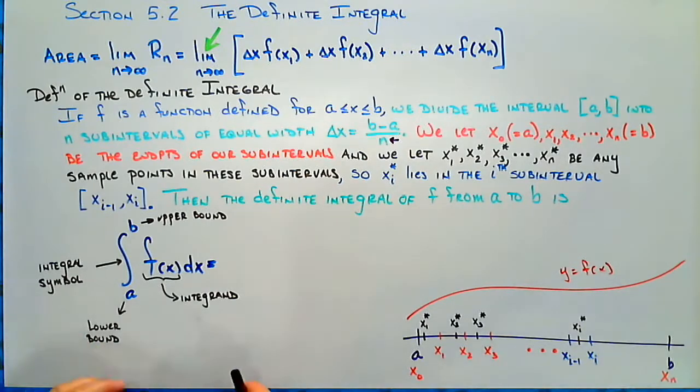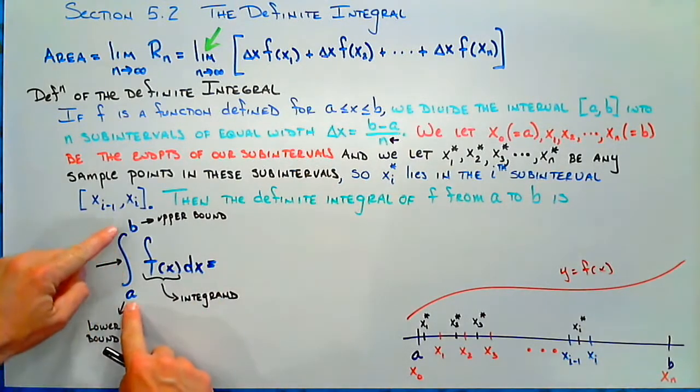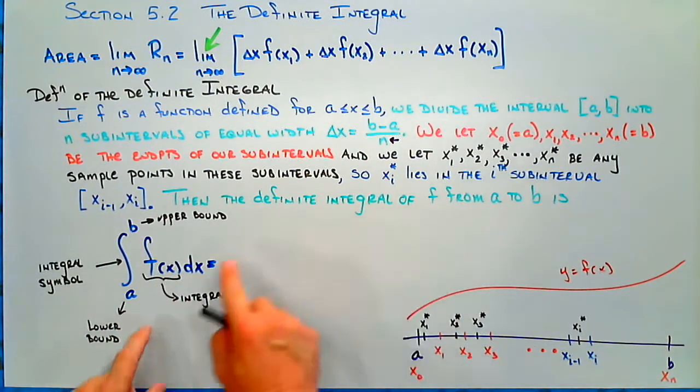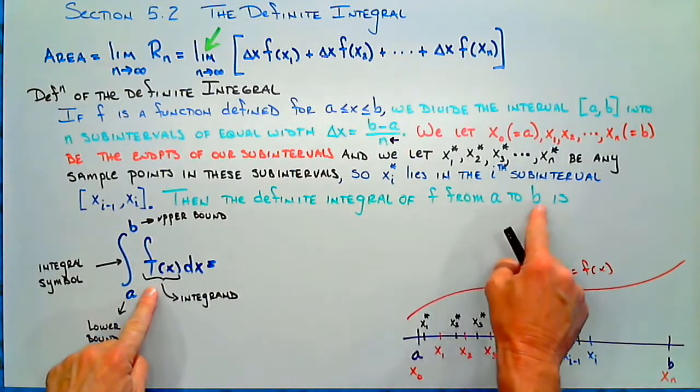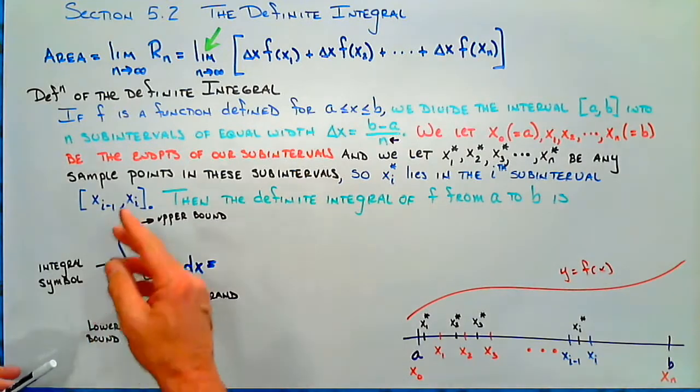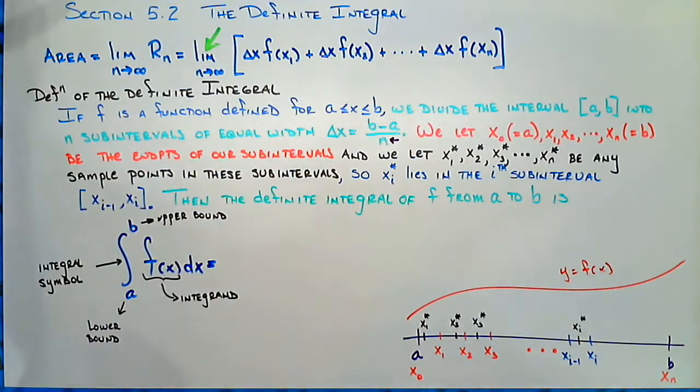We would read this again as, once we see this and we see a lower bound and an upper bound, we would say that's a definite integral of f of x from a to b. Or we could say the integral from a to b of f of x. That's another way you may hear this expressed. The integral from a to b of f of x. Okay?